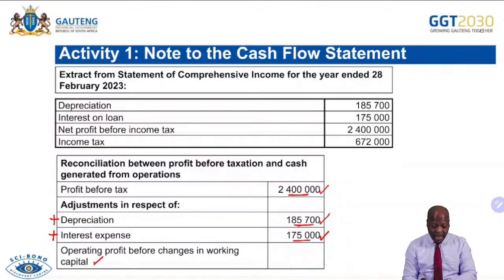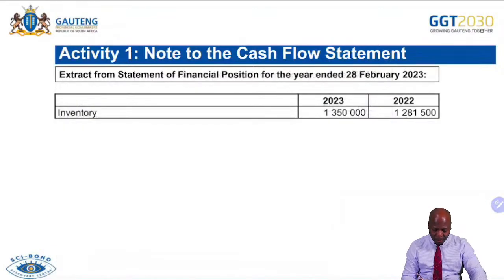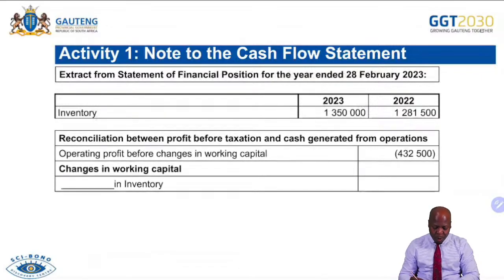I'm going to read out the figures again. It's a 2.4 million profit before tax plus the depreciation plus the interest expense. The total will be 2,760,700. All right. Are we agreeing? Thank you. So that means we have the same figure. Now we can move on to the next aspect. The next aspect then is the changes in working capital.